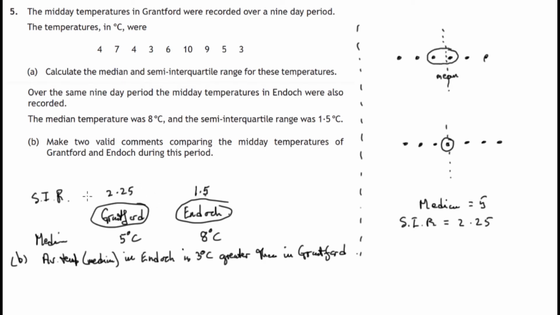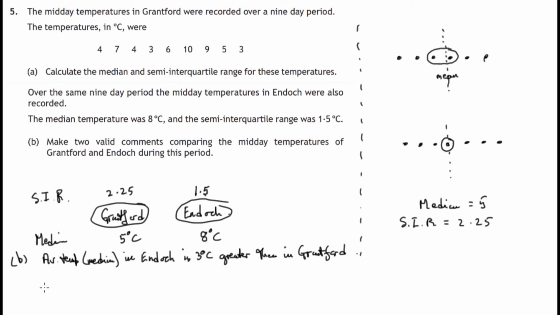Now, this means that if we look at the spread of the temperatures, it would mean that Endoch's temperatures were more consistent, they were bunched around the median of 8 degrees, whereas in Grantford there was much more spread out, more range, if you like. The measurements of temperatures were greater between the least and the greatest. So there's more spread out temperatures in Grantford as compared to Endoch.